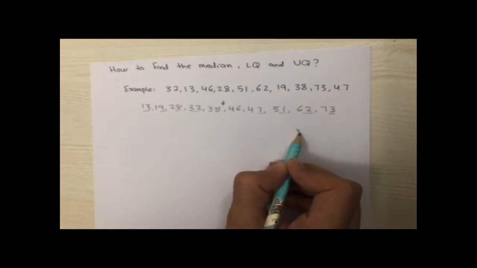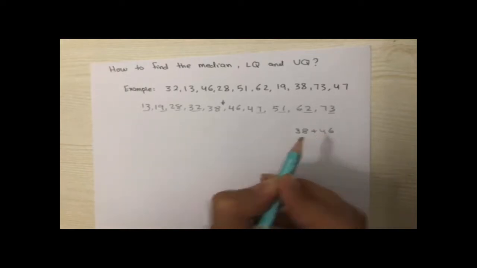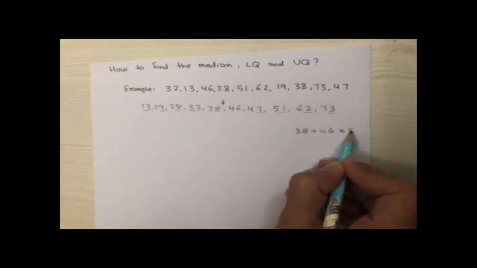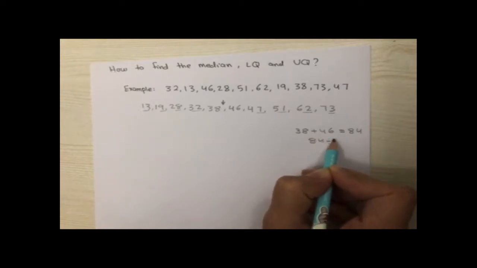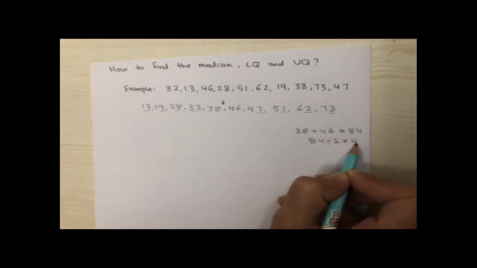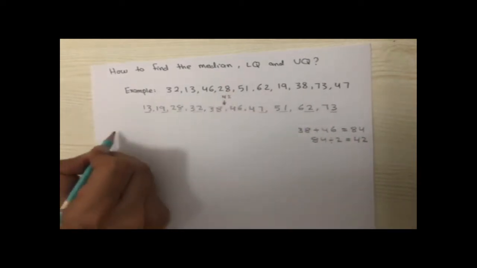So I will add 38 plus 46, that's equal to 84. Then you divide 84 by 2 equals 42. So the median is 42.